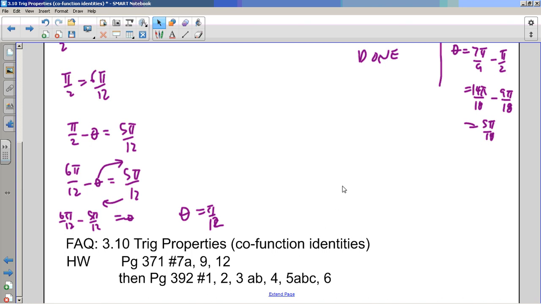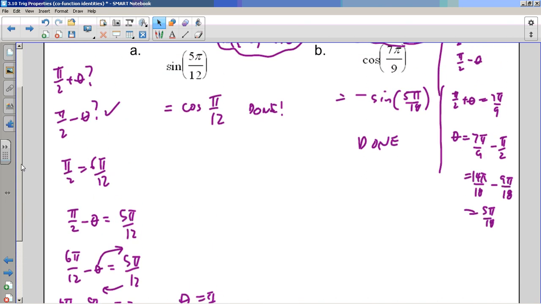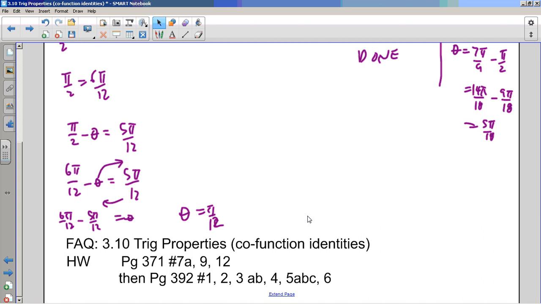All right, that's it. Have fun with your cofunction identities. Don't get too frustrated trying to find your thetas. It will come. Be patient.